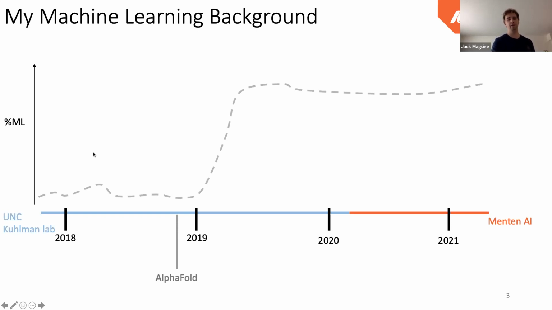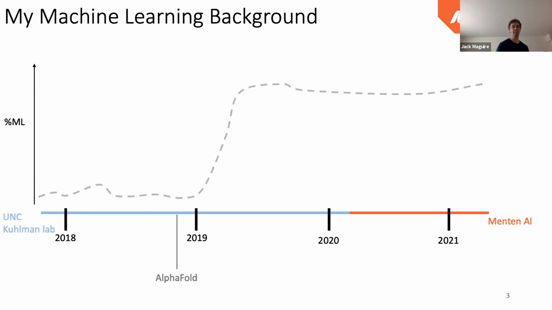And at UNC before AlphaFold, very little bit of machine learning here and there, but it was a low fraction of my work. And then, like a lot of you, once AlphaFold comes out, it just shoots up. And then ever since then, machine learning has been a big part of my life. This is all just to say that I'm not an expert or been doing this a long time. This talk is going to come from an application perspective.